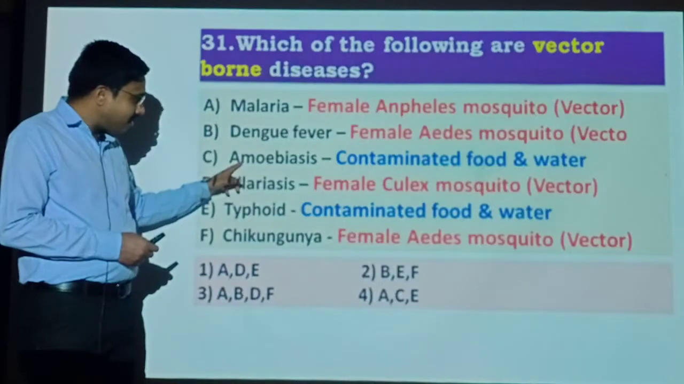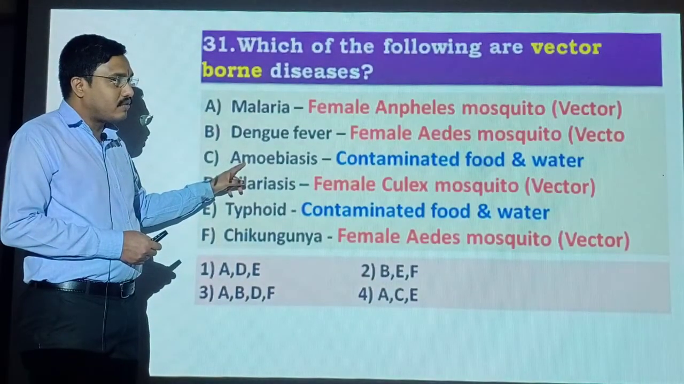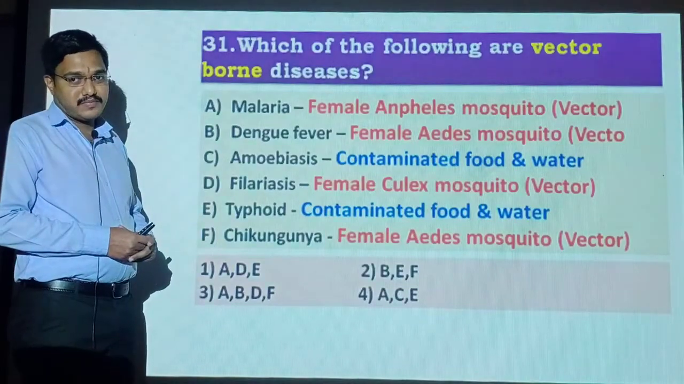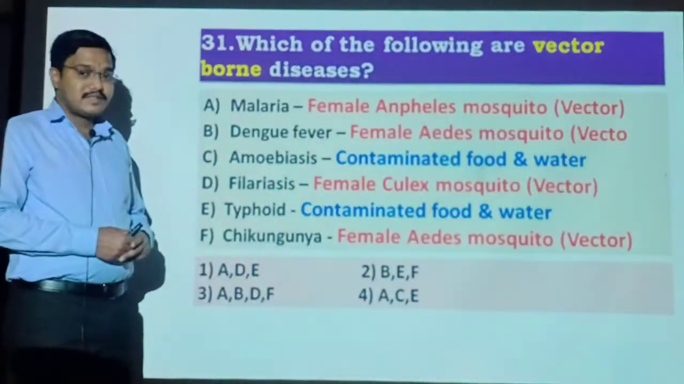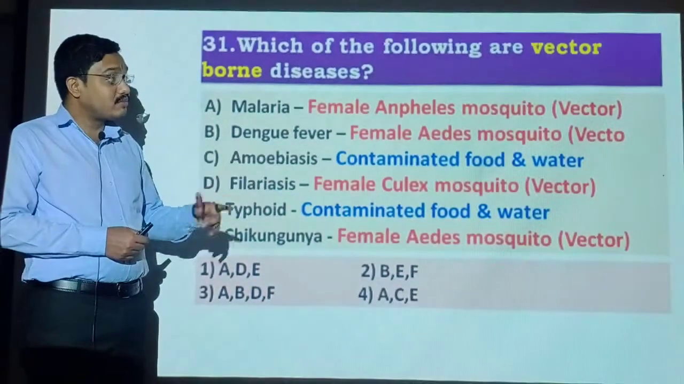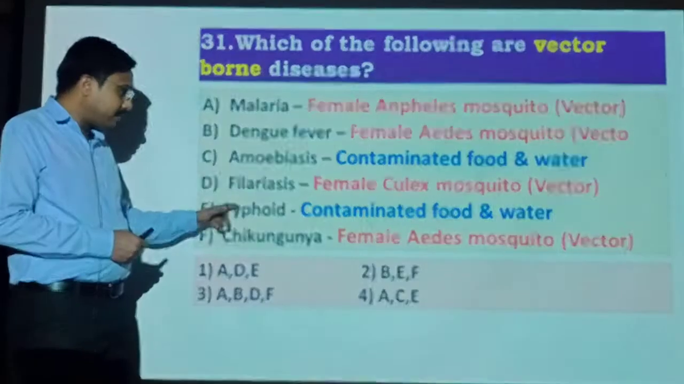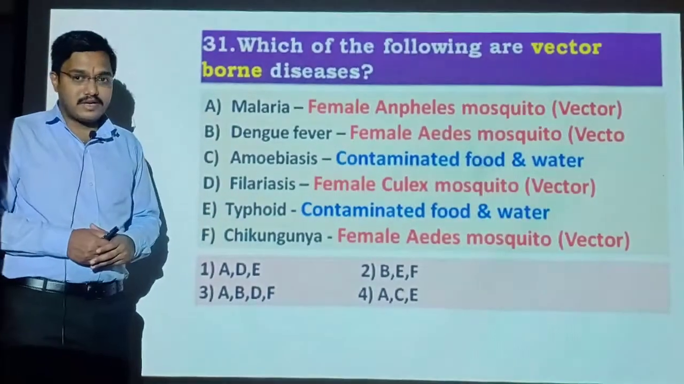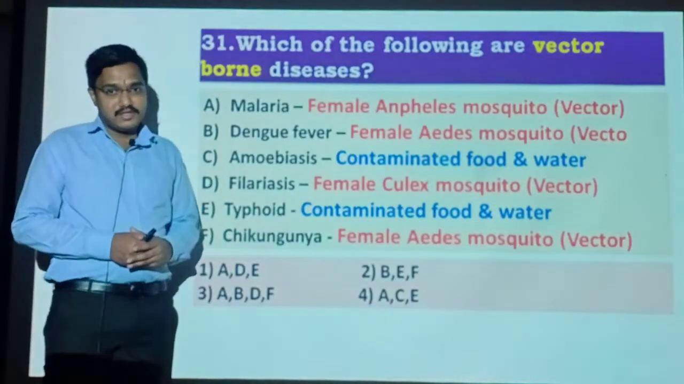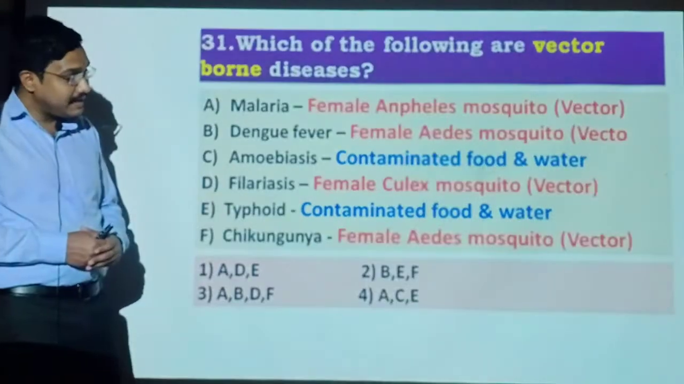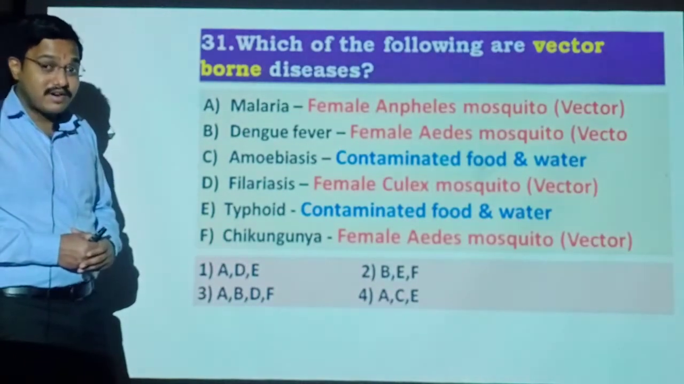But amoebiasis is spread by contaminated food and water, right? Filariasis, it is by female Culex mosquito, this is also vector borne disease. Typhoid is by contaminated food and water. Last one is chikungunya, this is also by female Aedes mosquito, this is also vector borne disease.